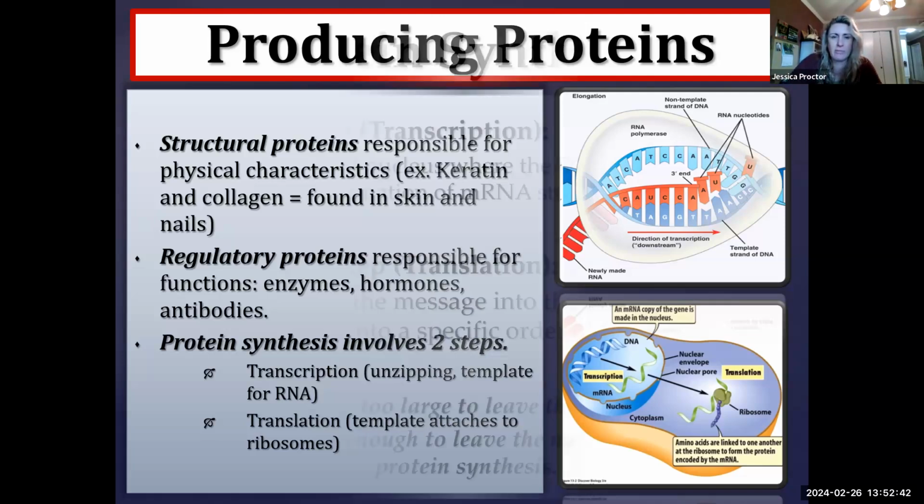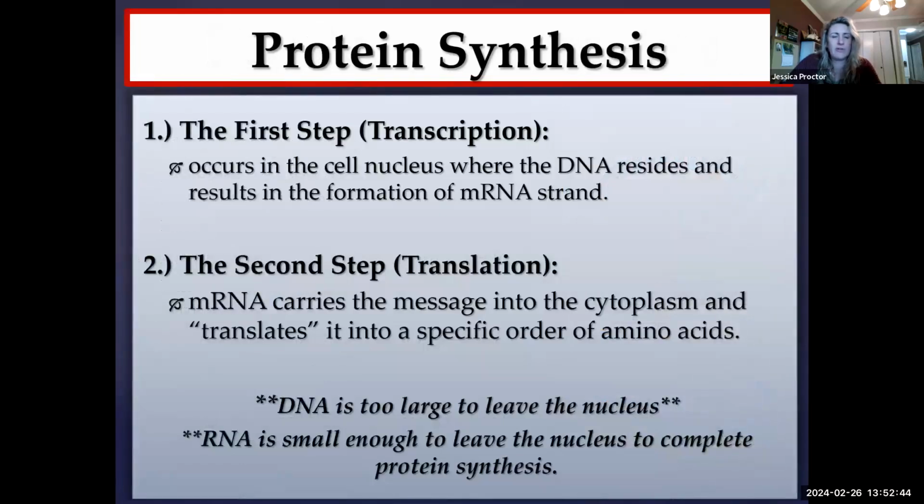Okay, let's talk about each in a little bit more detail. The first step, called transcription, is going to occur entirely in the nucleus of the cell where the DNA resides and will eventually result in the formation of a messenger RNA strand. When you see that abbreviated like that, lowercase m and then RNA, that's referring to messenger RNA.